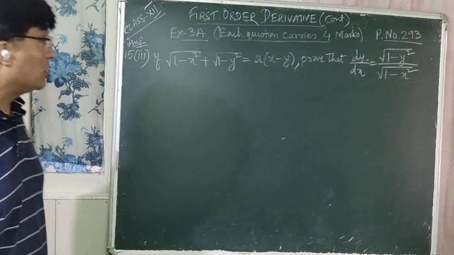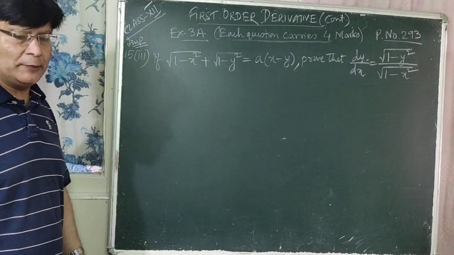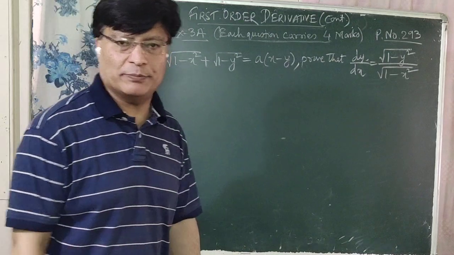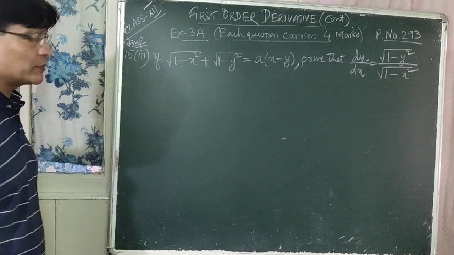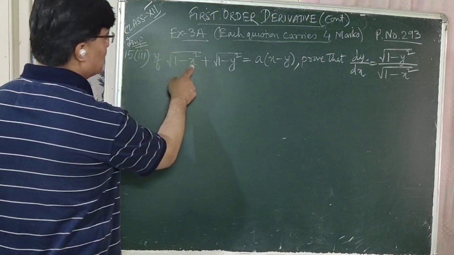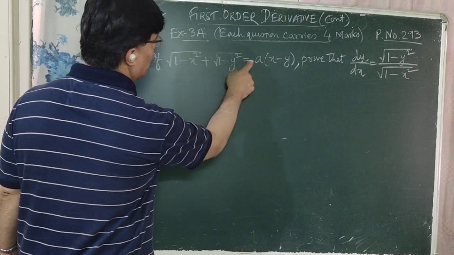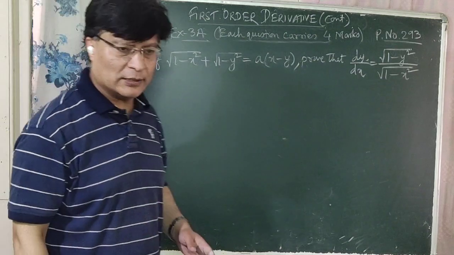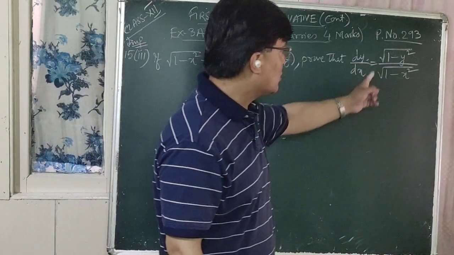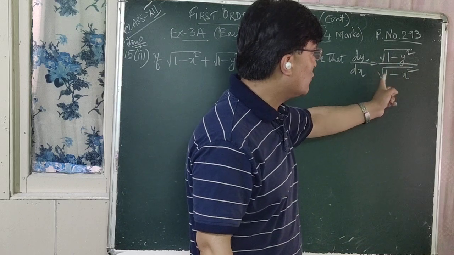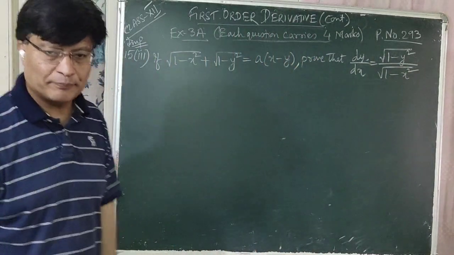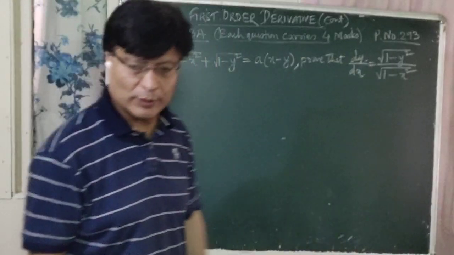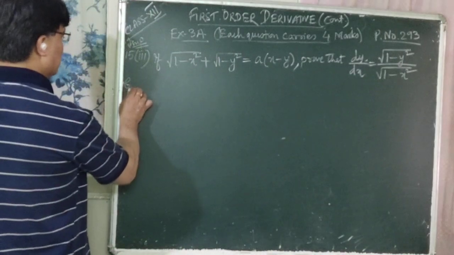So now we'll do the next question, that is 15 number 3. This is also an important question because this question is from HS question paper, right? That is 15 number 3. So if root under 1 minus x square plus root over 1 minus y square is equal to a into x minus y. Here x and y are the variables and a is a constant here. You have to prove that dy by dx is equal to within square root 1 minus y square upon within square root 1 minus x square. Okay? So given is this one, and you have to prove the value for dy by dx is equal to this one. Okay? So let us write on given.